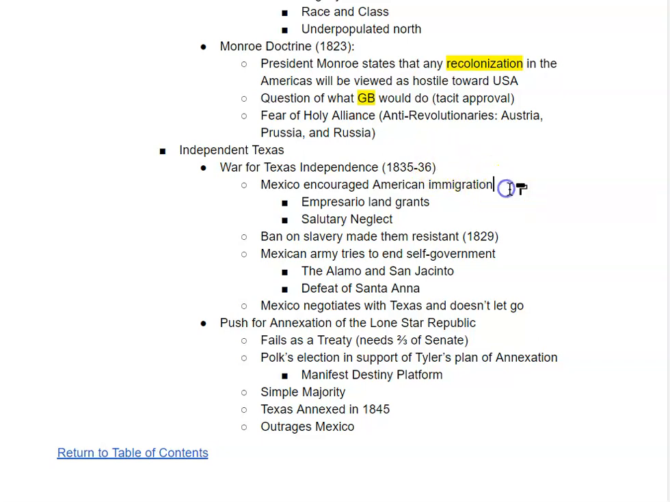How did that happen? Mexico had been encouraging and had a problem with American immigration, Americans immigrating to Mexico, though they desired it.